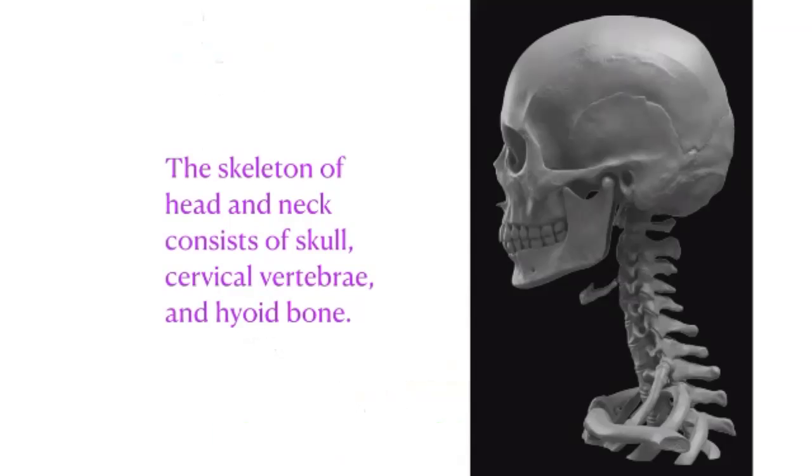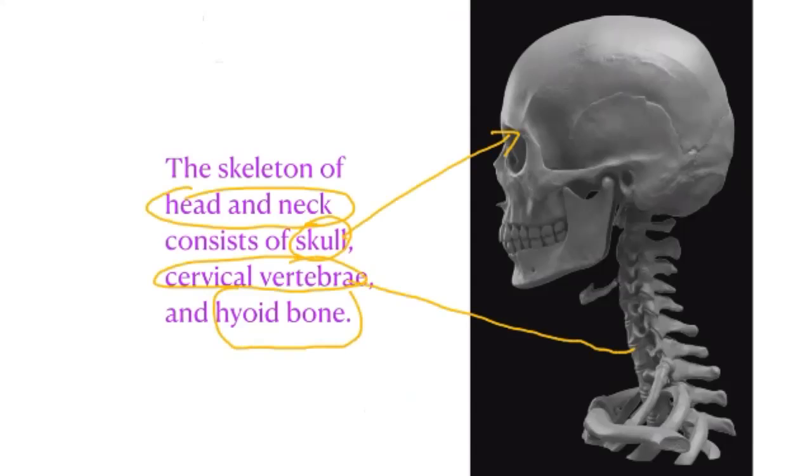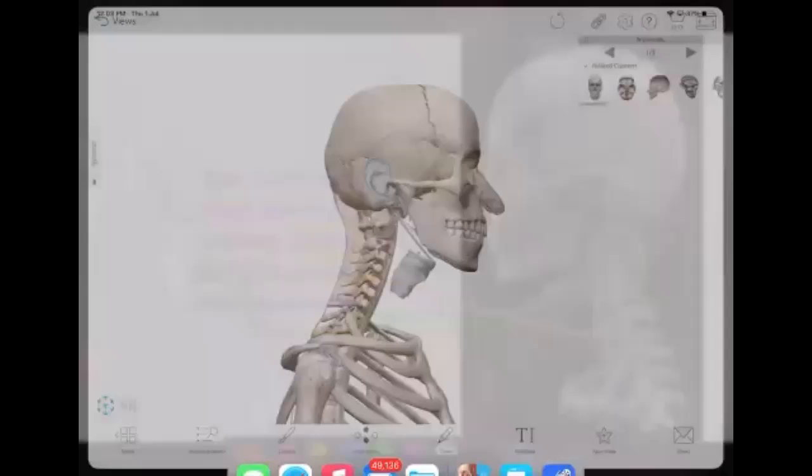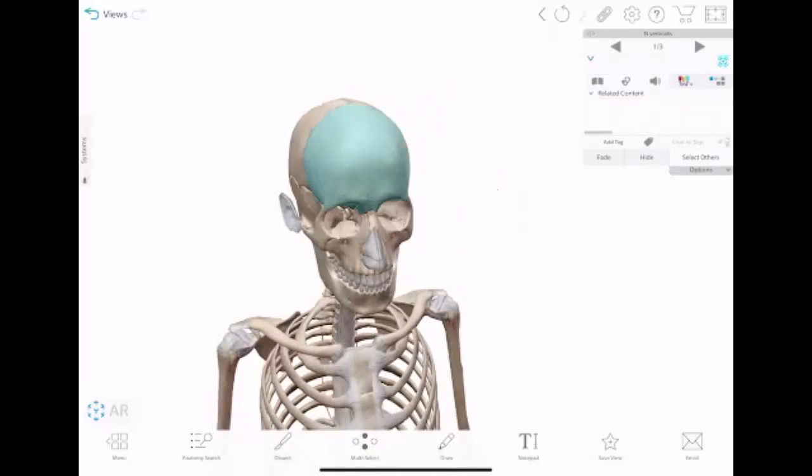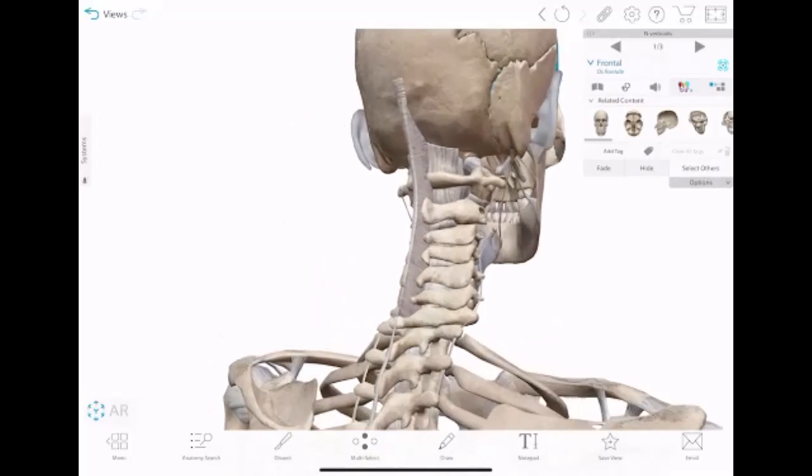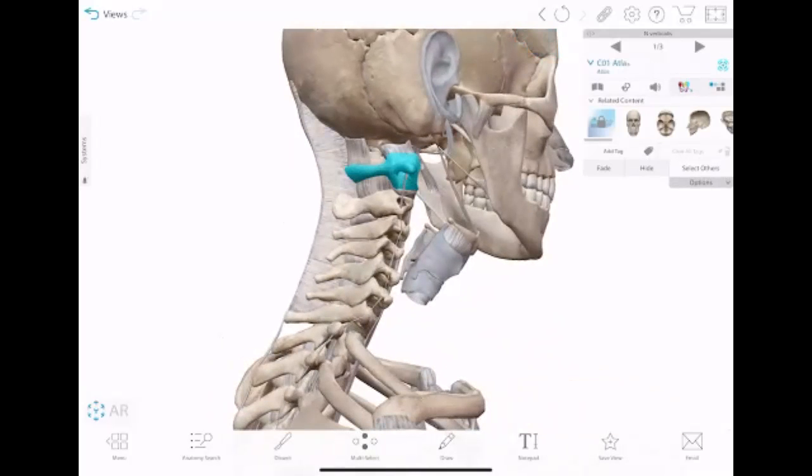By that we mean the skeleton of the head and neck consists of the skull, cervical vertebrae, and hyoid bone. So this is the skull, and all these are cervical vertebrae, and here is the hyoid bone, right? So all of this is skull, and these are the cervical vertebrae: C1, that is atlas, axis, C3, C4, C5, C6, C7.